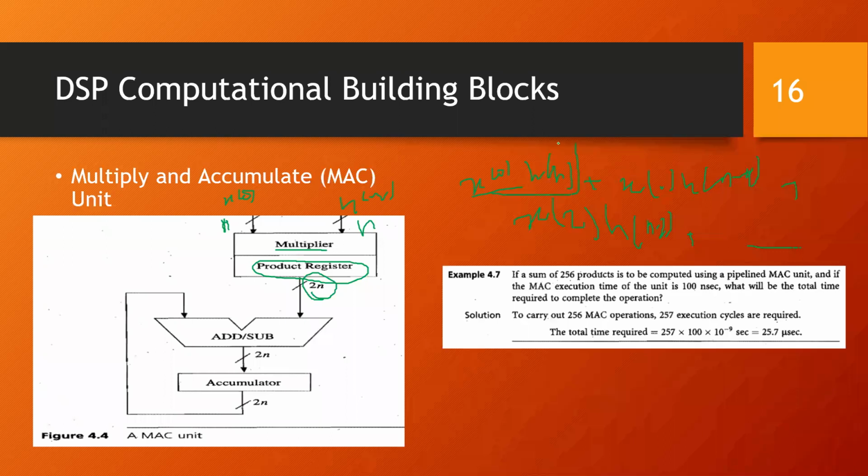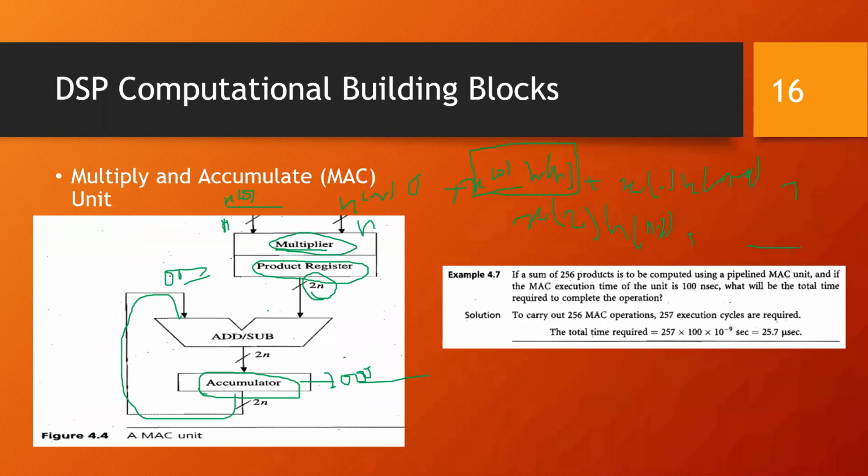Now I have to add it to the previous result. Before this one, there is nothing, so it will be 0. In the accumulator, before you start the operation, you clear it and make the accumulator content 0. So here you obtain the product of x of 0 and h of n and then add it with the accumulator result. Initially it will be all zeros.